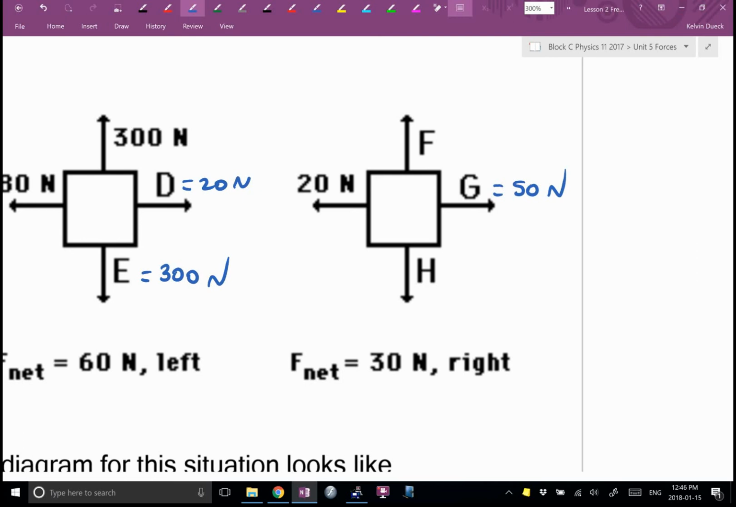Can anybody see it? Think algebra and variables. How big must force F be? Exactly how big? Look at your diagram. What must it be the same size as? Is there any vertical force? So how big must force F be?